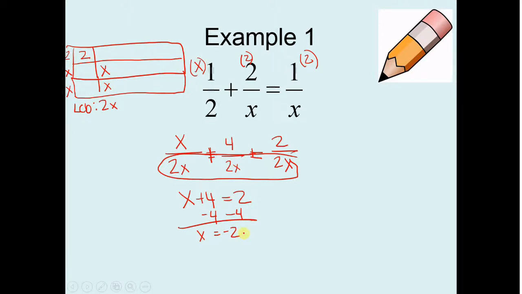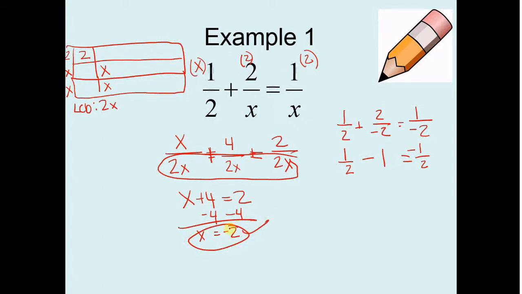Now, before you continue on to the next problem, check your work. Please, please, please. So we're going to get 1/2 plus 2 over -2 equals 1 over -2, right? Basically took that -2 and plugged it in. So I'd have 1/2 minus 1, because 2 over -2, that's -1, right? Over a -1/2. 1/2 minus 1, that is a -1/2. So this does check out. This one is not an extraneous solution.